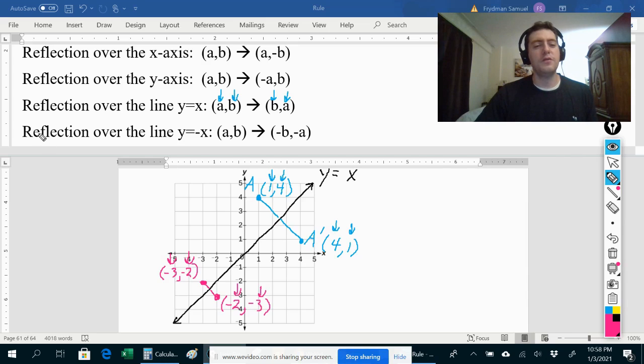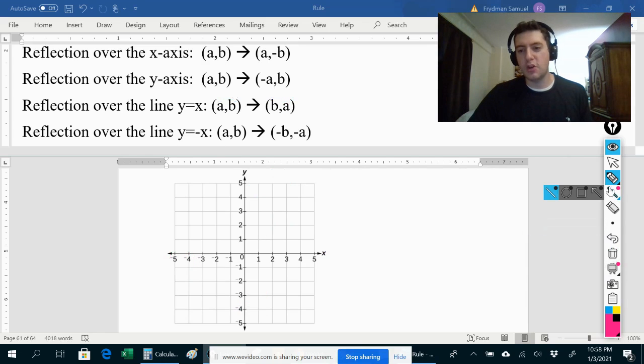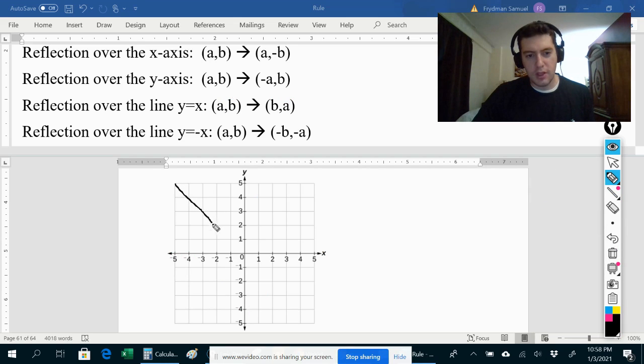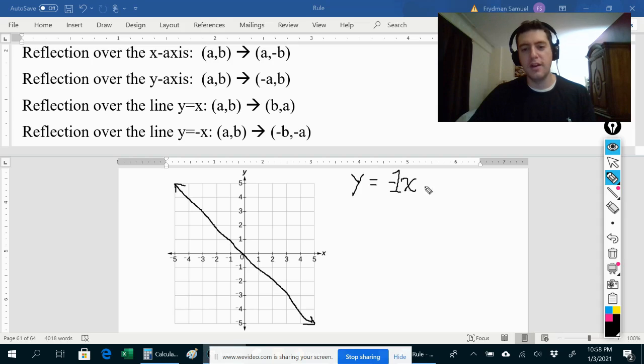Okay, so what if I were to reflect over the line y equals -x? Okay, that line looks like this. You can prove to yourself that it looks like that. That looked really bad, but anyway, you get the idea. You could write y equals -x in slope-intercept form. That would be y equals -1x plus 0, and you could put that over 1, and then you could figure out that this is the line that you get.